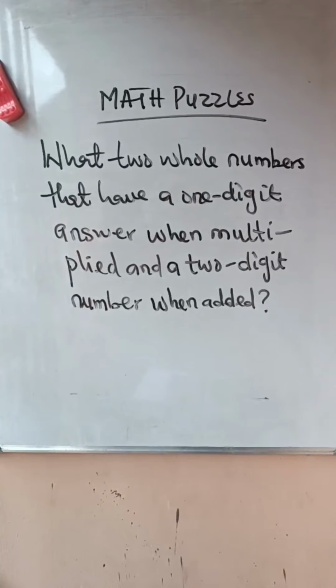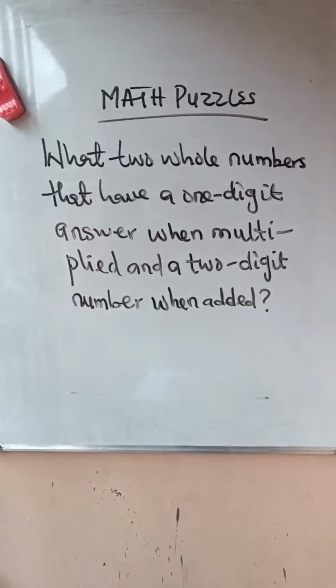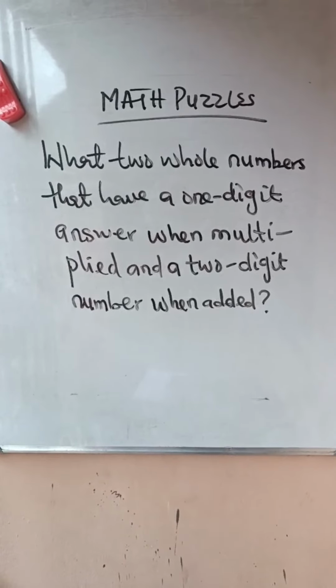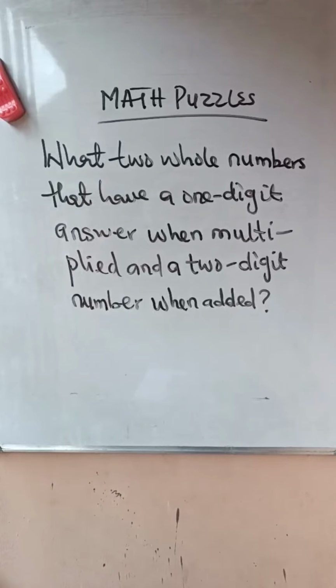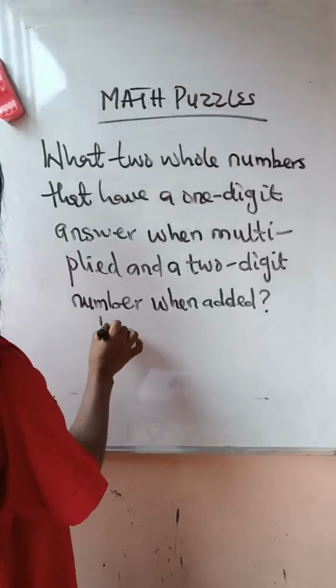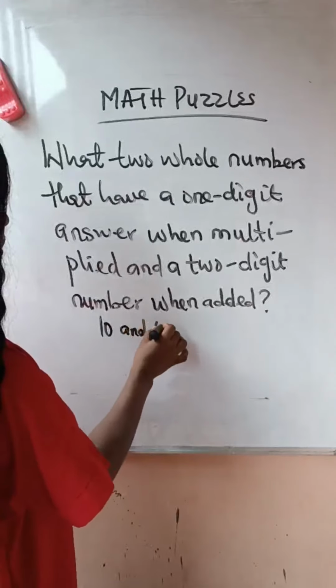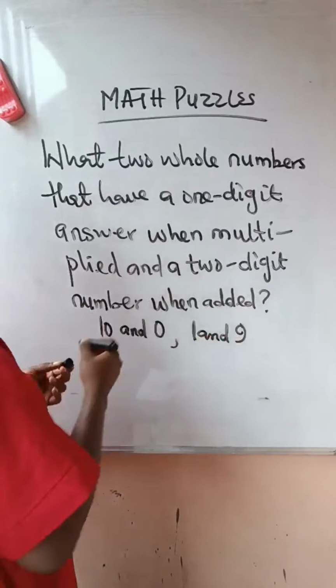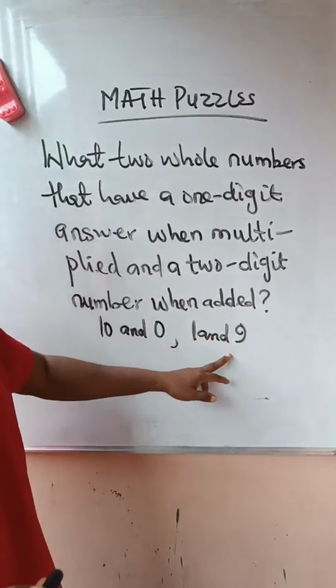Yes, we know the question and the answer. Let us go. Now, the answer is 10 and 0, and 1 and 9. So there are two possibilities, 10 and 0, 1 and 9.